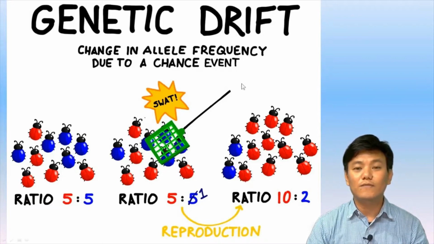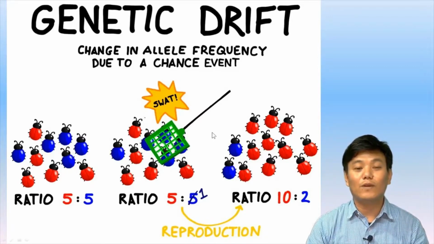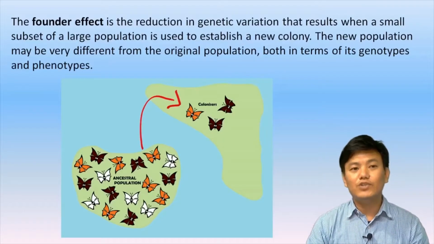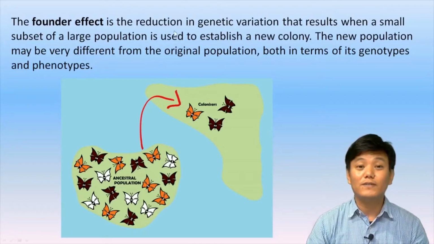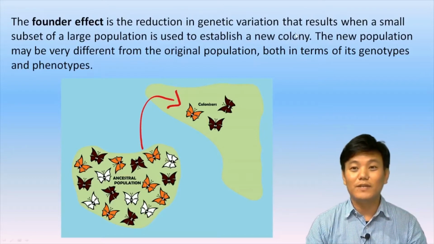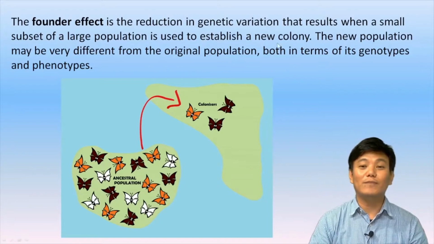And genetic drift is said to affect small populations, right? In a large population, it is very difficult for genetic drift to take effect. Genetic drift is said to take effect on small populations like this, and because of these chance factors, the allelic frequencies will change, right? And that is the second one. And genetic drift leads to something called founder's effect. So what is founder's effect? Founder's effect is the reduction in genetic variation that results when a small subset of a large population is used to establish a new colony.